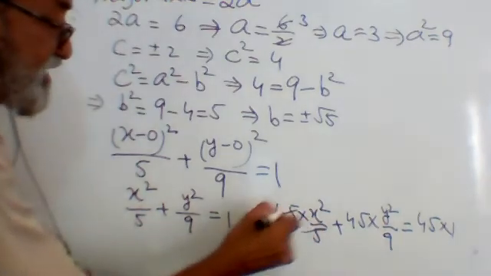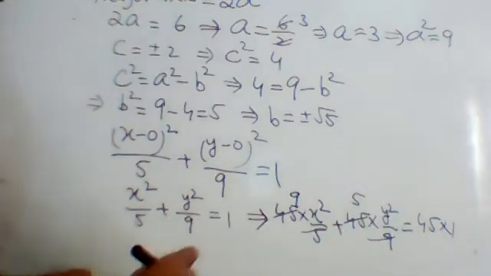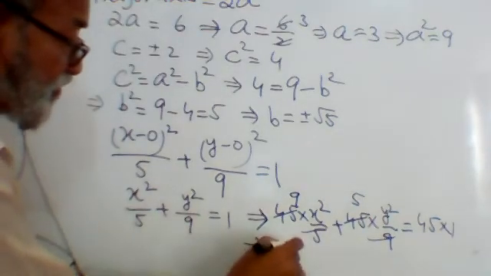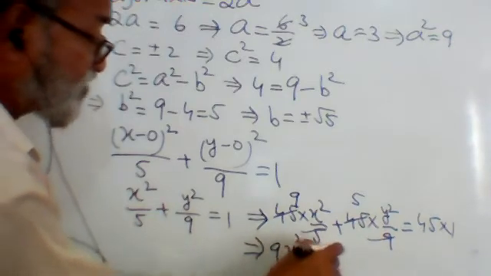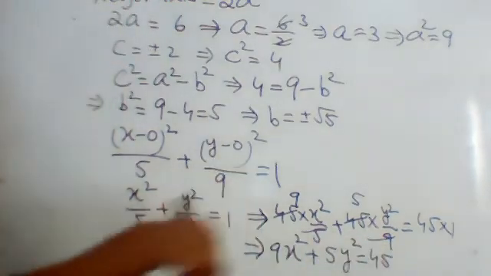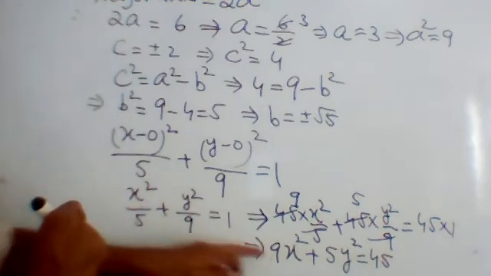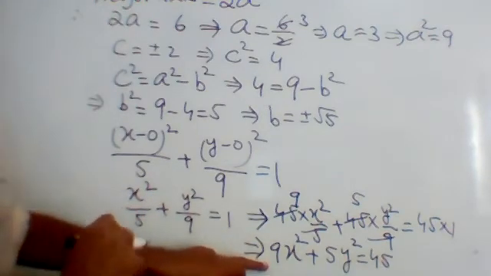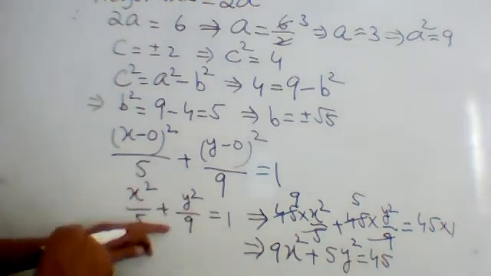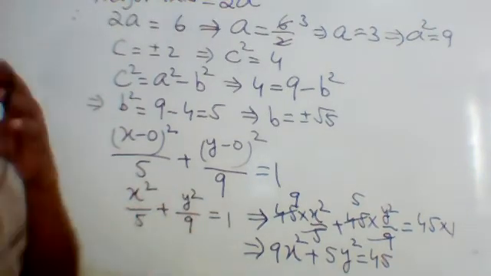So it will become 9x square plus 5y square equal to 45. This is also the equation. The equation can be written in this form or in this form. Both are correct: 9x square plus 5y square equal to 45, or x square upon 5 plus y square upon 9 equal to 1. It can be written in both ways.